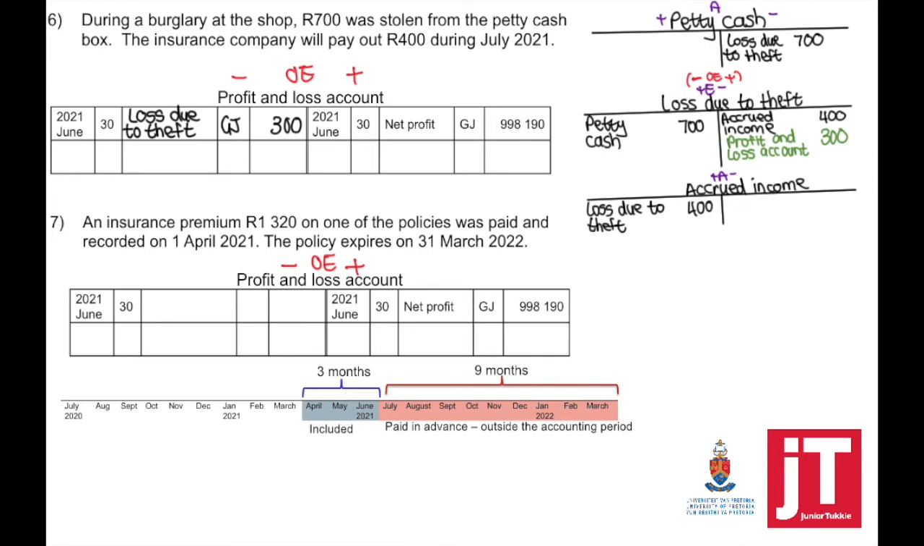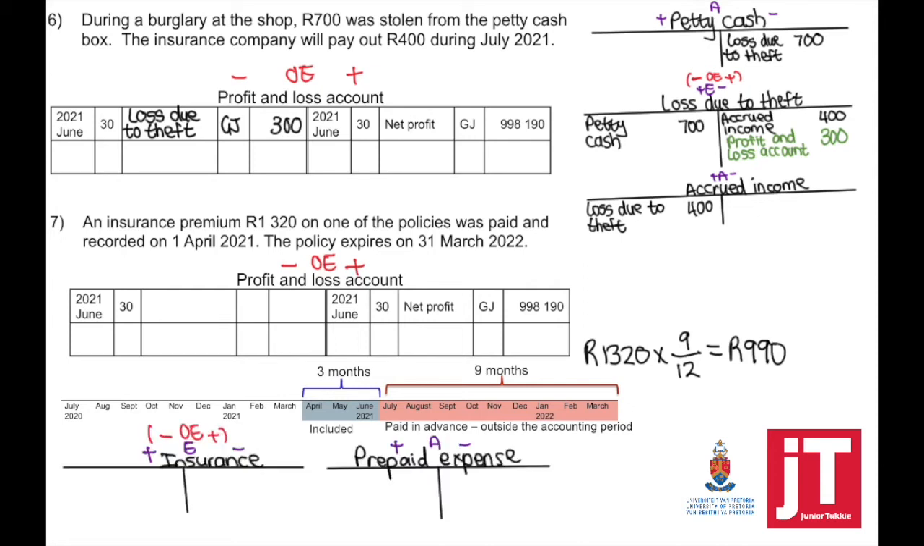So to calculate the amount that should be taken out, we are going to take 1,320 times 9 divided by 12. Insurance is going to be credited, account debited, prepaid expense. Because my expense decreases, it will have a positive effect on the owner's equity, which means that it will increase the net profit. So in my profit and loss account, on the credit side, I'm going to have 990 insurance.